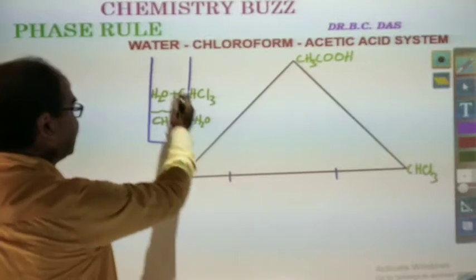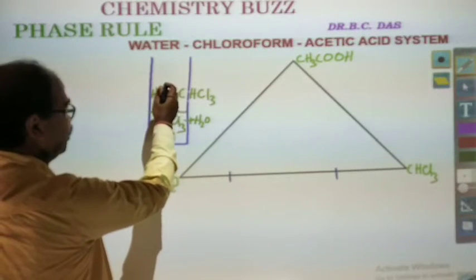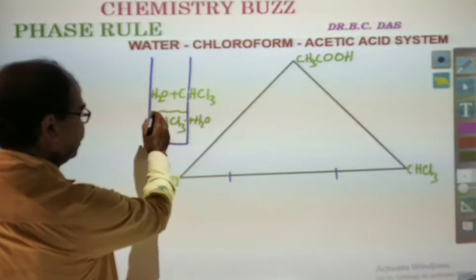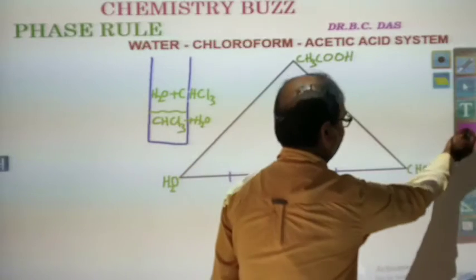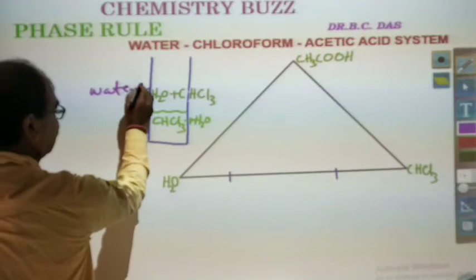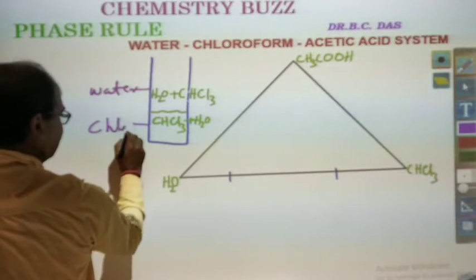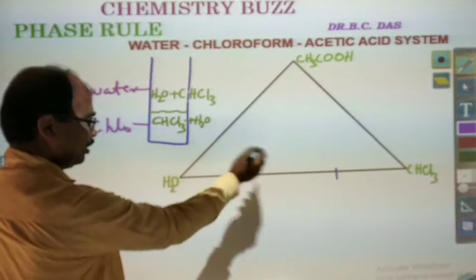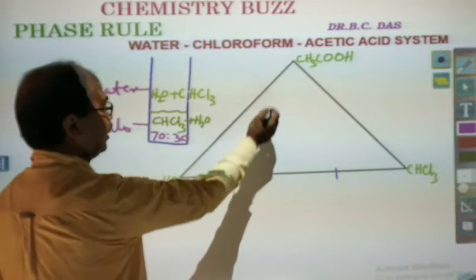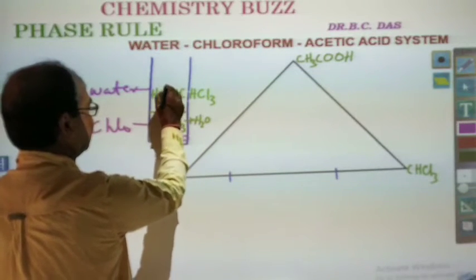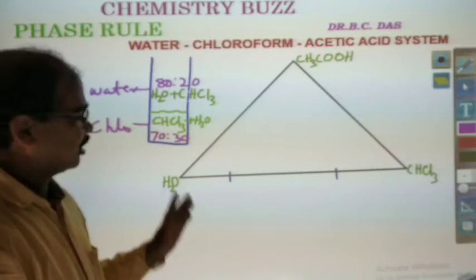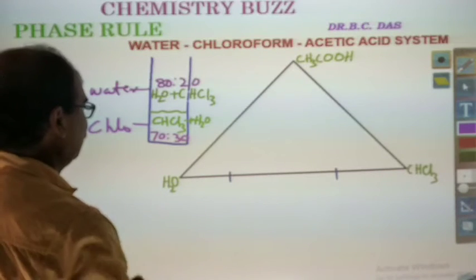So in this container we have taken the water and chloroform mixture, and here you see there are two layers. This is the water layer, and this is the chloroform layer. In the chloroform layer the partial miscibility is 70:30, and in the water layer the miscibility is 80:20, as we have discussed in the previous video.